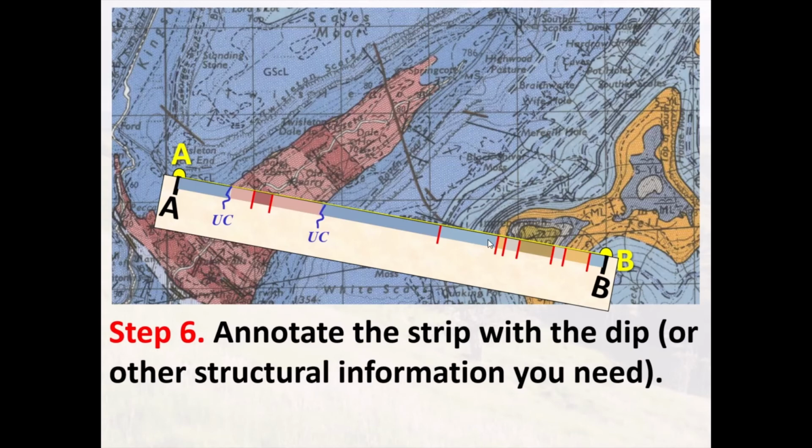Lastly, I annotate the strip with the dips or other structural information that I need. So all of these limestones, they're no dip, they're horizontal, all of those things are no dip. But I can see that my Cambrian rocks, they're very steeply dipping, they're tightly folded. So I've tried to draw an arrow showing the direction that I'm going to have to draw the contact on my cross-section line.